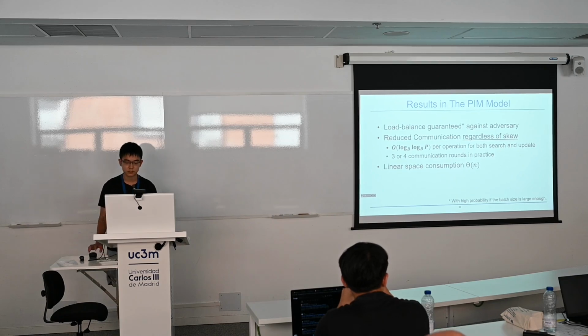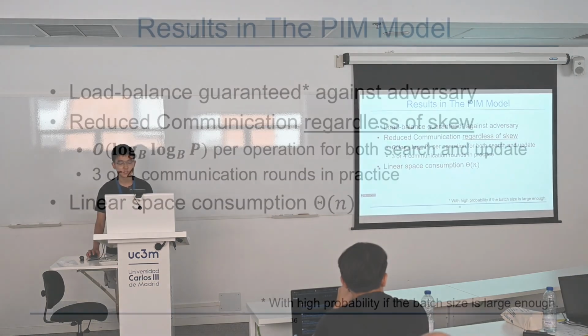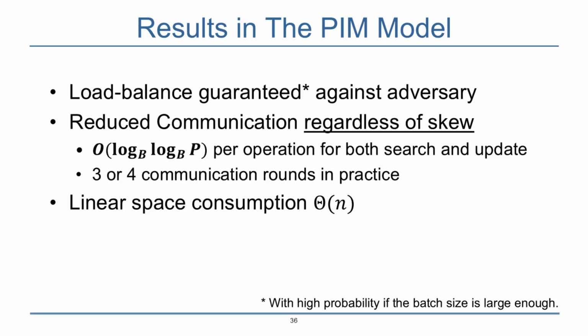PIM-tree achieves good results in the PIM model. It achieves guaranteed load balance against adversary-controlled skew. The communication is reduced to O(log_b log_b p) per operation for search and update. In practice, it only takes 3 or 4 communication rounds regardless of skew. The space consumption is linear.